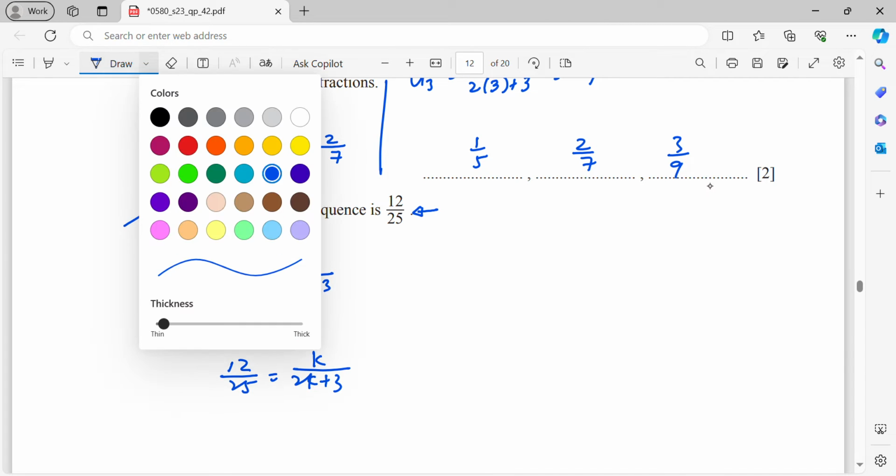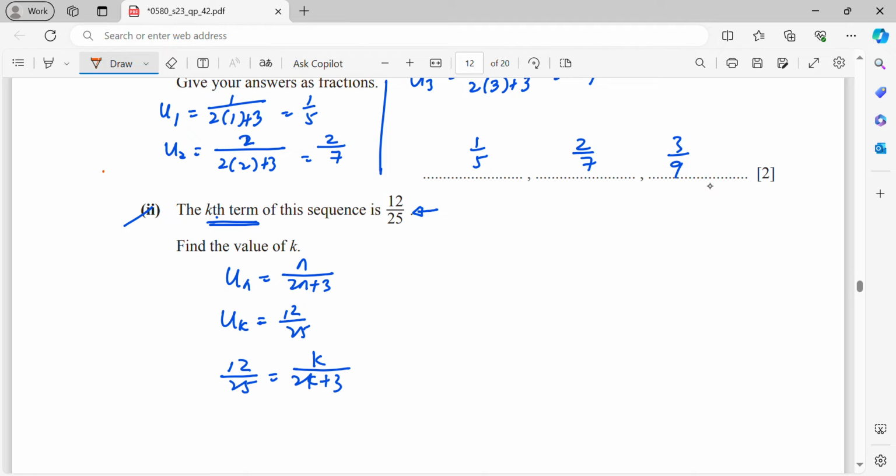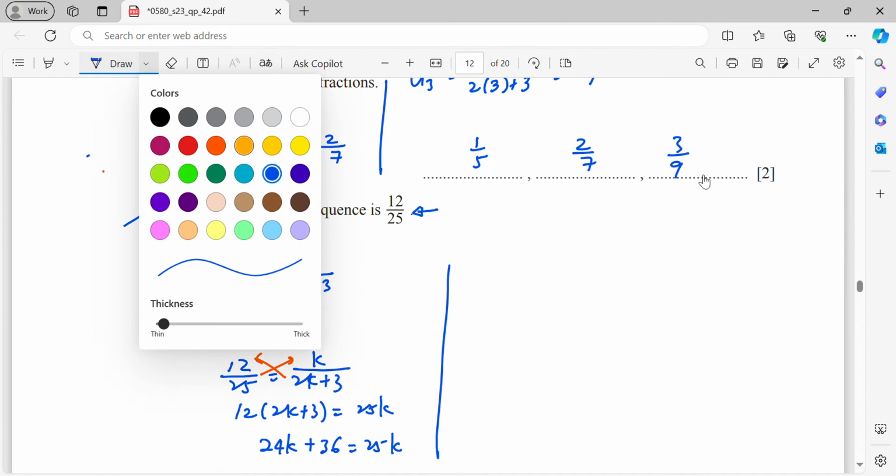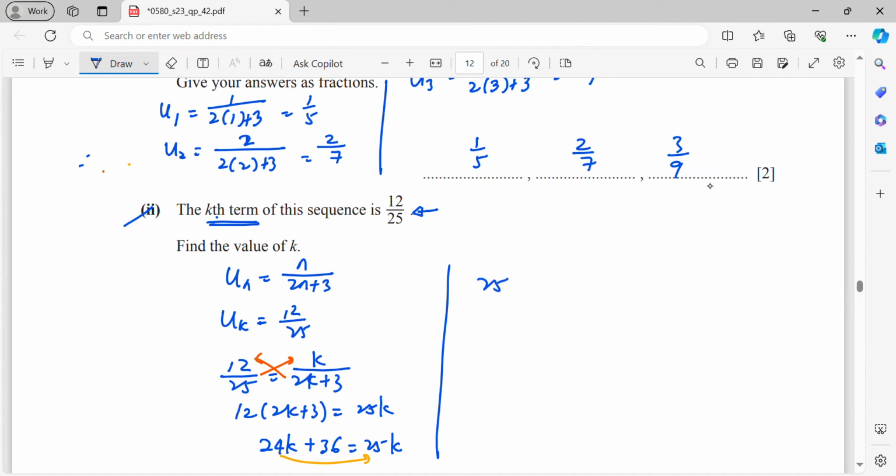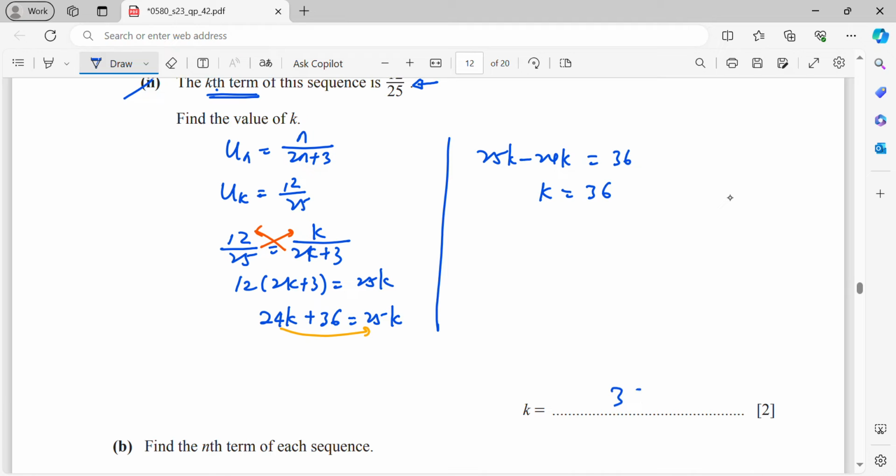Now to get the k, I will just cross multiply. So when you cross multiply, I will be getting 12 times (2k plus 3) equals 25k. And now you do expansion, the left hand side will be 24k plus 36, then the right hand side is 25k. So to get the k value, just move the 24k to the right side and keep the 36 on the left. Okay, so 25k minus 24k equals 36, which means 25k minus 24k is 1k. So I'm getting k is 36. So that's the solution of this question.